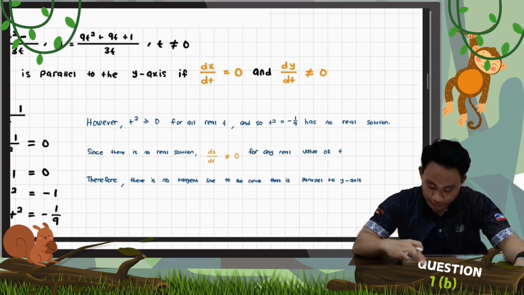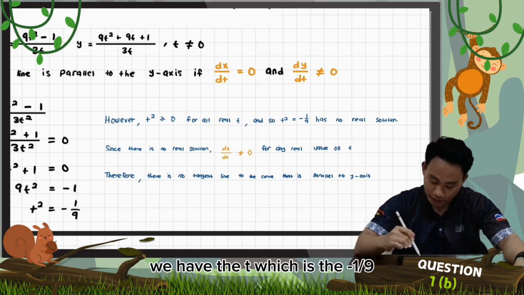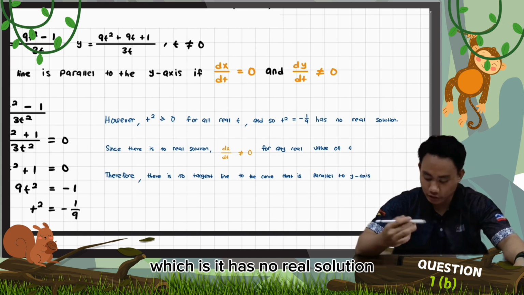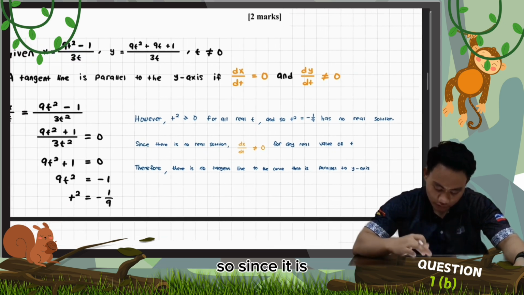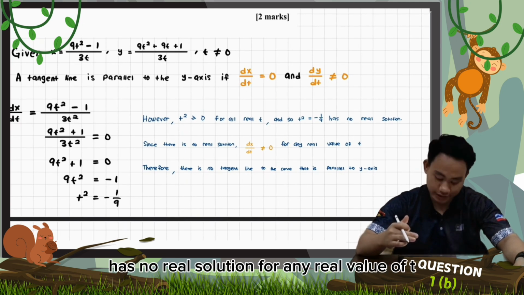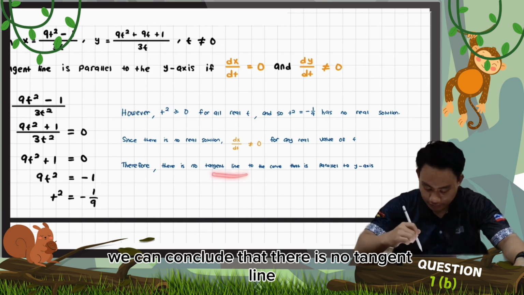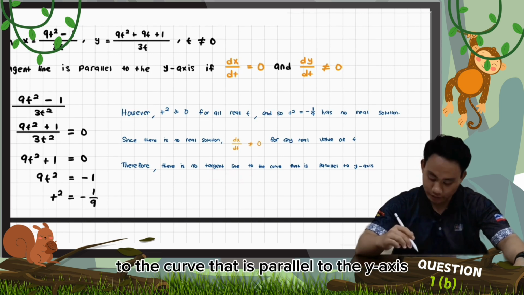So t² equals negative 1/9 has no real solution. Since there is no real solution for t, we conclude that there is no tangent line to the curve that is parallel to the y-axis.